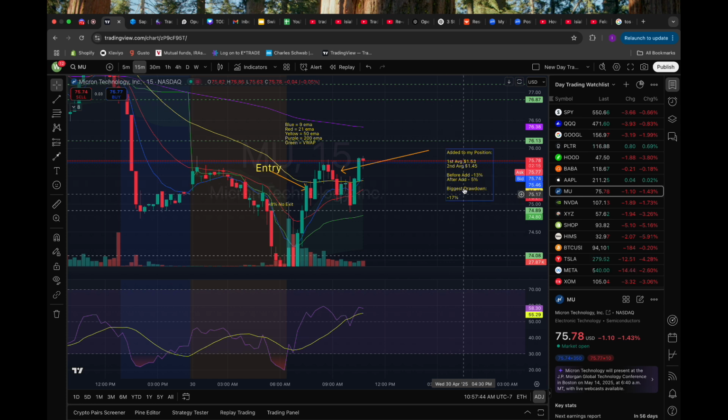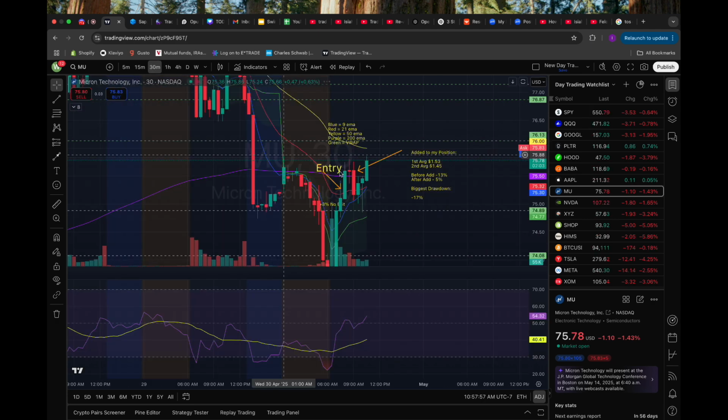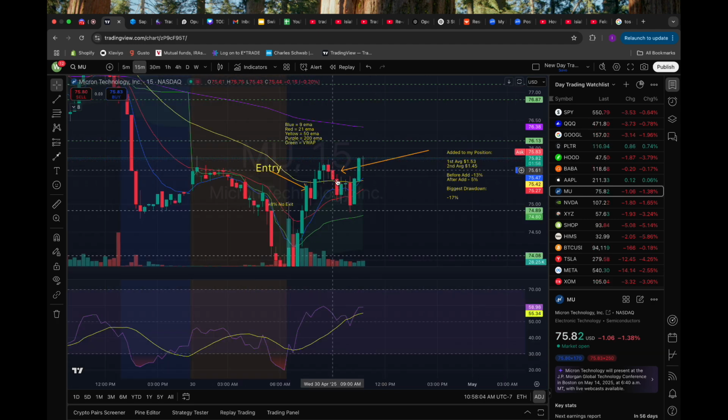And then I was at 13%. I saw it coming down. So I said, let me add there because it was right around that 200 EMA on a 30-minute time frame. So as you can see, I added right here, which coincides, and it's this candle right here, okay? So I added there. And then we got a nice push down.